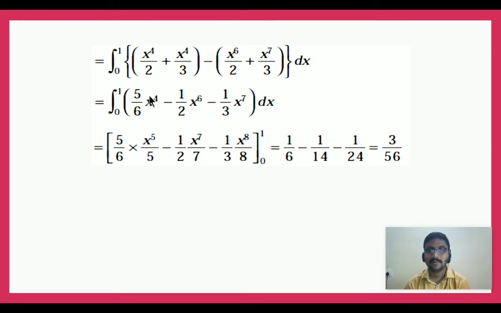So the integration of x power 4 is x power 5 by 5, x power 6 integration is x power 7 by 7, x power 7 integration is x power 8 by 8, and the constants are taken out as common. Constants can be taken outside of the integrand. On simplifying, substituting the upper limit as 1 and the lower limit as 0, 1 power 5, 1 power 7, 1 power 8 is 1. Taking the LCM of the 3 terms, we get the constant 3 by 56 as the result.